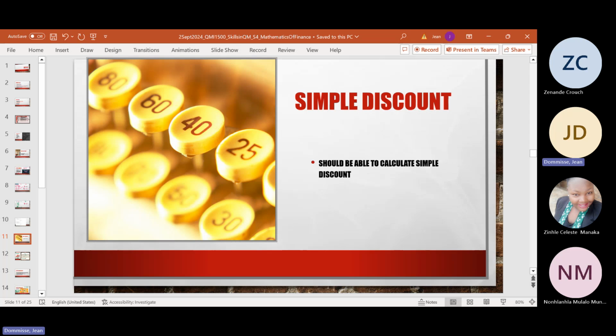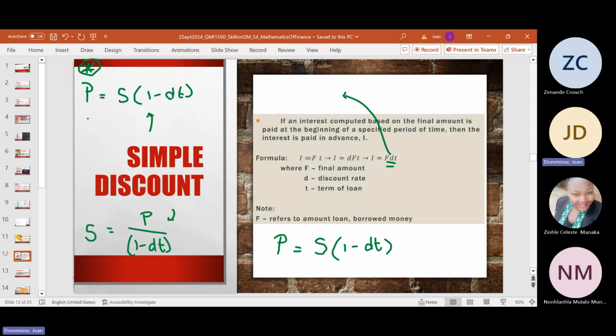Then we looked at simple discount, where we also looked at the formula of simple discount, and again, depending on what they ask us, if they want the present or the future or the final value, they give us again different formulas for different study guides and books.